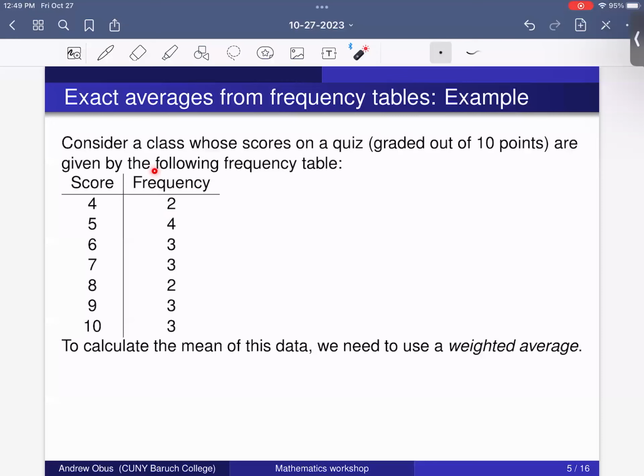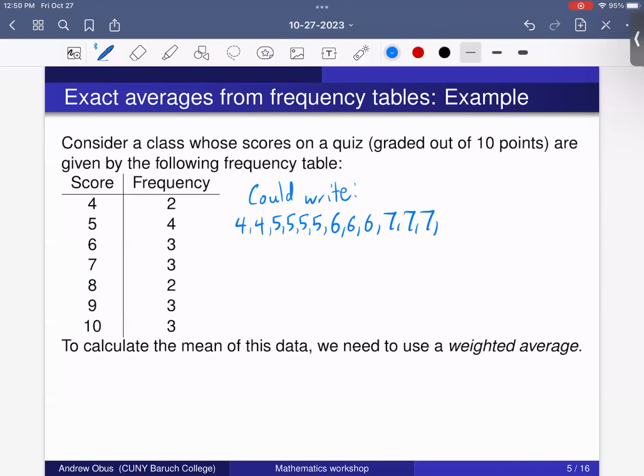Okay, so this is a frequency table that we've seen before. If you have data given by a frequency table, this is saying that the data entry 4 occurs twice and 5 occurs 4 times and so on, right? And so if you wanted to calculate the mean of this data, well, you could just write everything out. I could write, well, there's 2 4s, so 4, 4, then there's 4 5s, so 5, 5, 5, 5, and then 3 6s, 6, 6, 6, and then 3 7s, 7, 7, 7, and then 2 8s, 8, 8, and then 3 9s, 9, 9, 9, and then 3 10s, 10, 10, 10, right? And then you could add and then calculate the average.